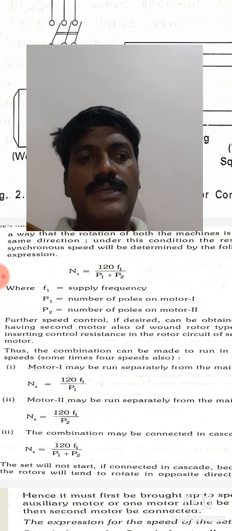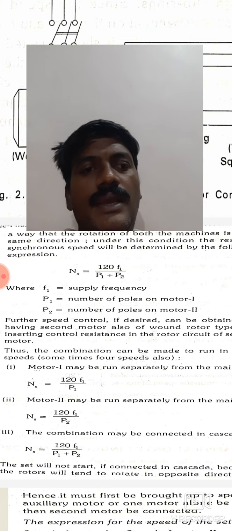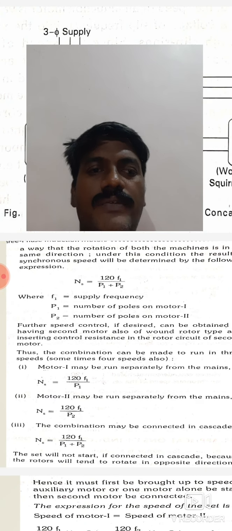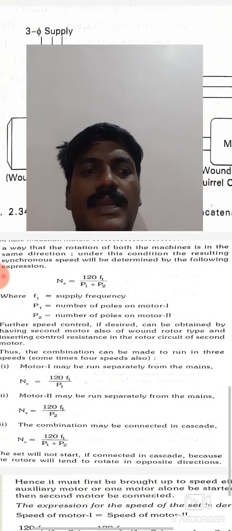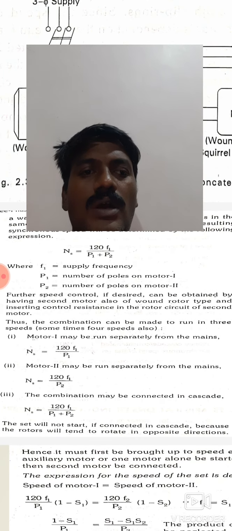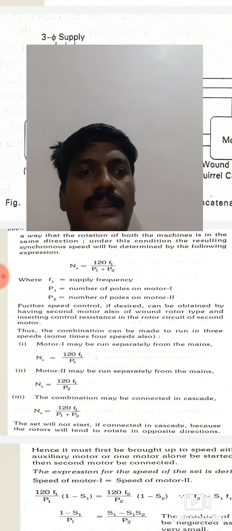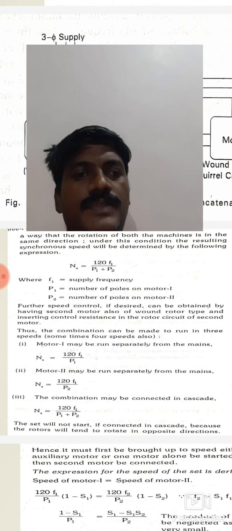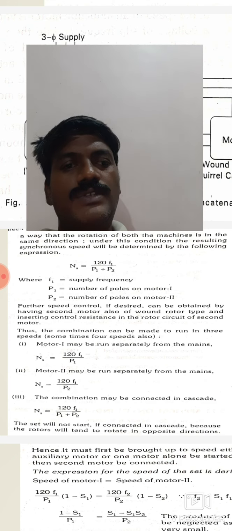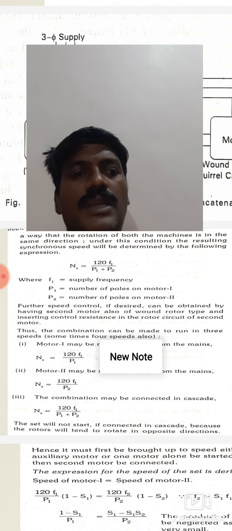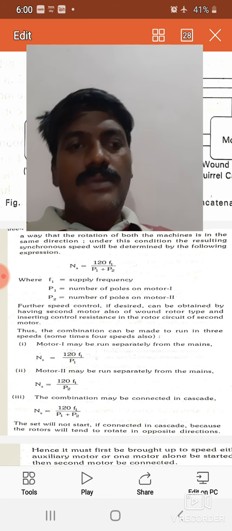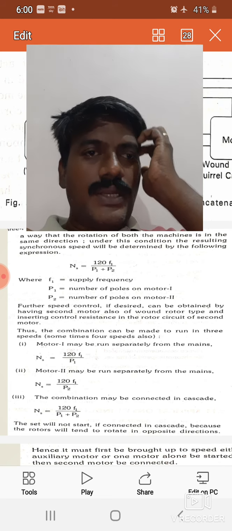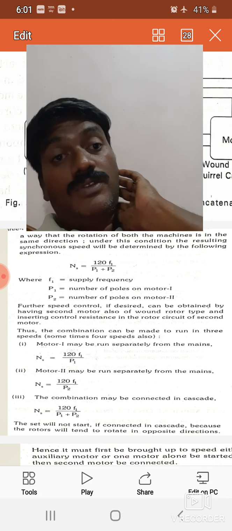F1 is the supply frequency, and the combined synchronous speed is given by Ns equals 120 into F1 by P1 plus P2. Further speed control, if desired, can be obtained if the second motor is also a wound rotor type, by inserting a control resistance in the rotor circuit of the second motor. Thus, the combination can be made to run at three speeds. By inserting resistance we can get one speed, and by the numbers of poles P1 and P2 we can get another 2 speeds. So, therefore, 3 speeds can be obtained.